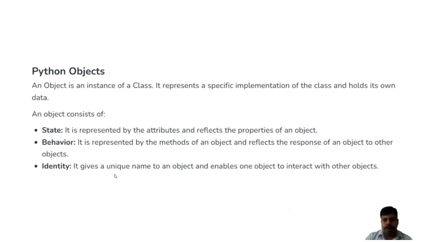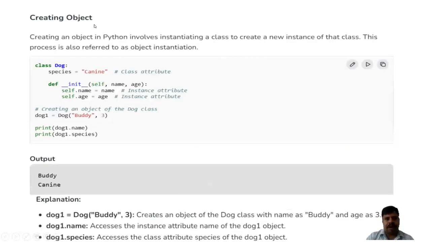Identity gives a unique name to an object and enables one object to interact with other objects. So, in brief, an object consists of three parameters: state, behavior, and identity. Okay, so how to create this object?